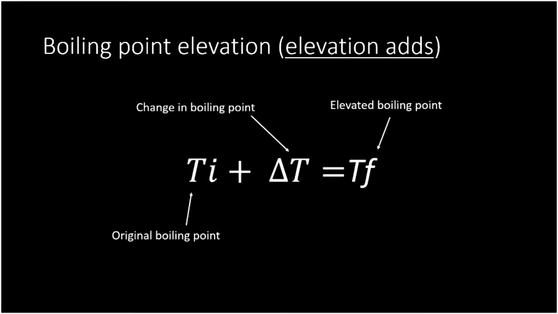Well, because boiling point elevation increases the temperature, we're going to start with our original boiling point and we're going to add that change in temperature because it's an increase. And then we'll be able to find our new elevated boiling point. Let's do a quick example of that.